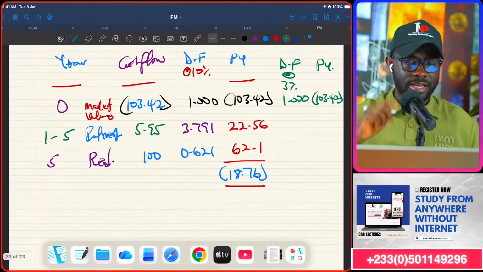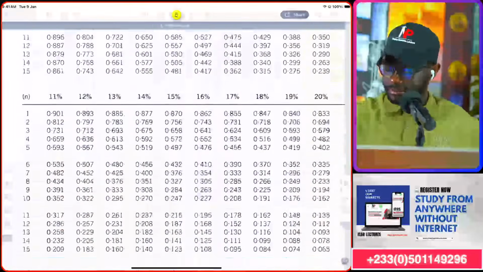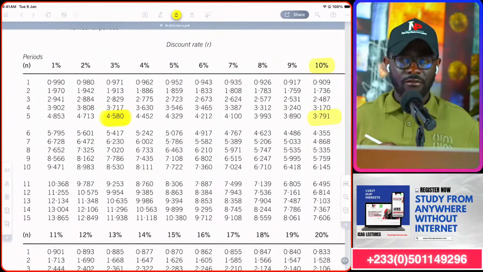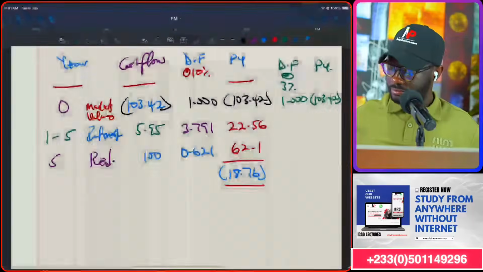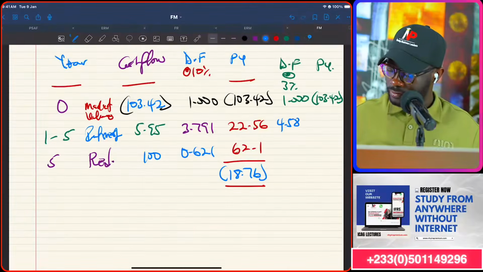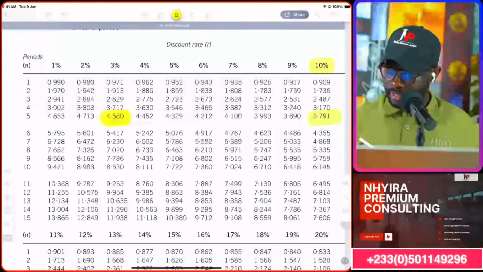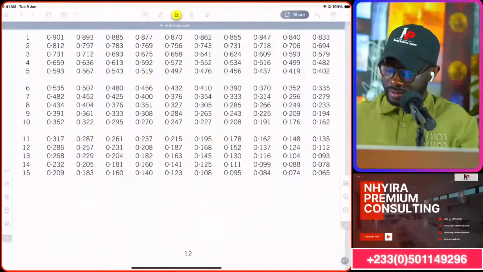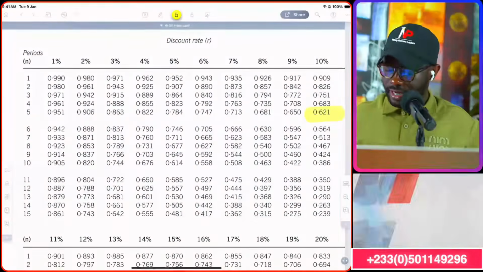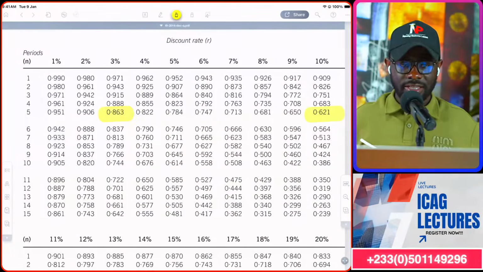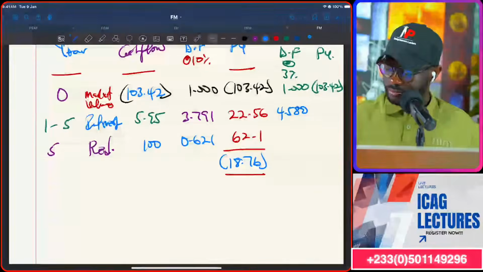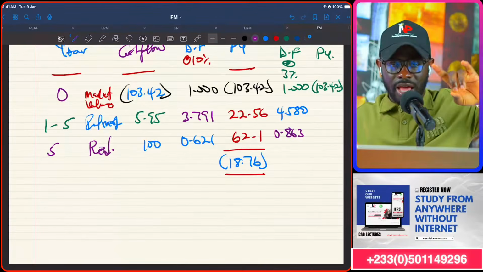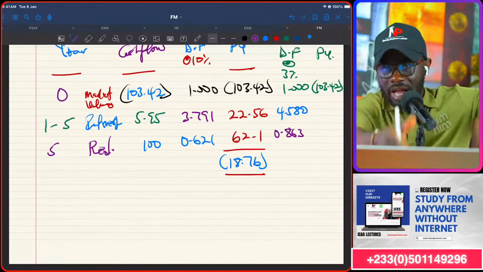So if we are doing 3%, annuity, 3% for 5 years. Annuity, 3%, the fifth period, 4.580. Present value, 3 years, 3%, the fifth period, 0.863. So we multiply up. Remember what you are multiplying. You are still multiplying the cash flow by the discount factor.